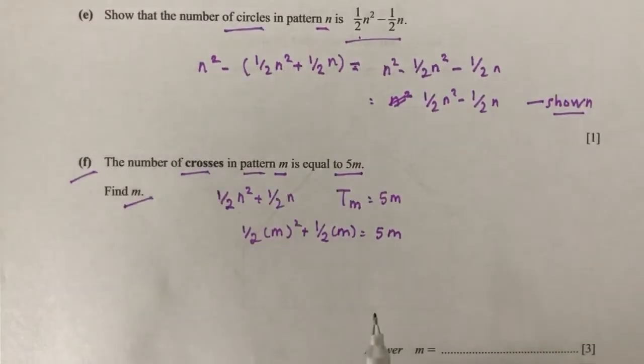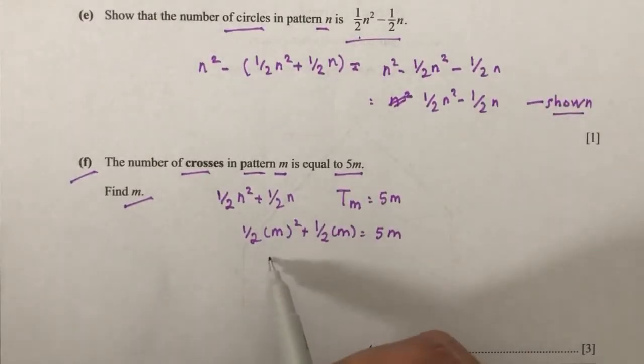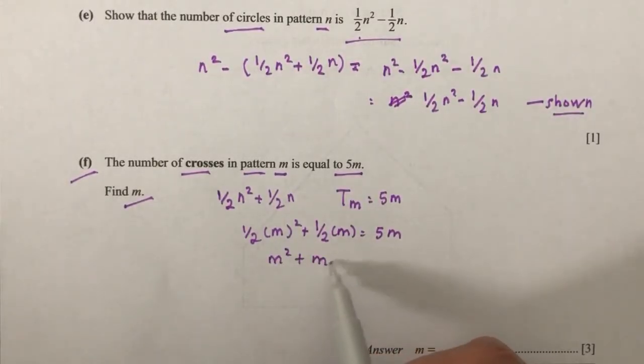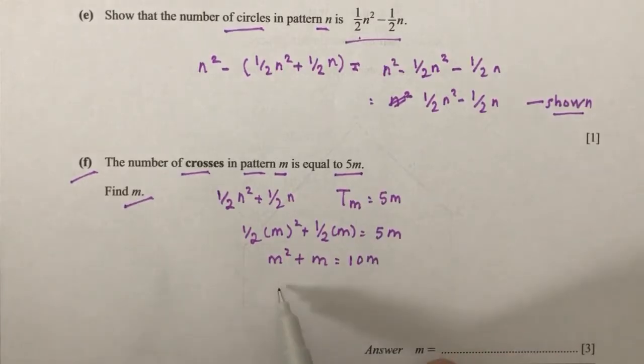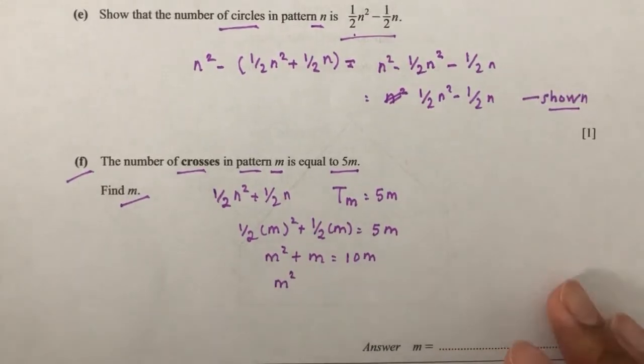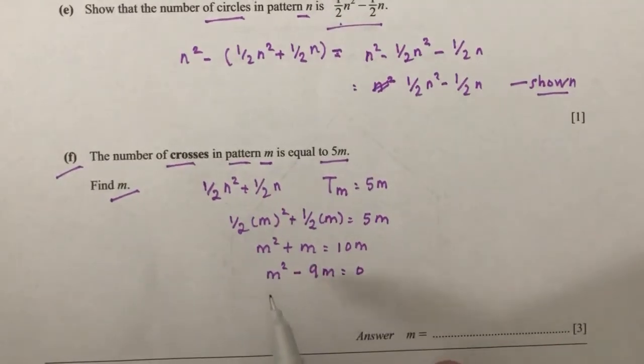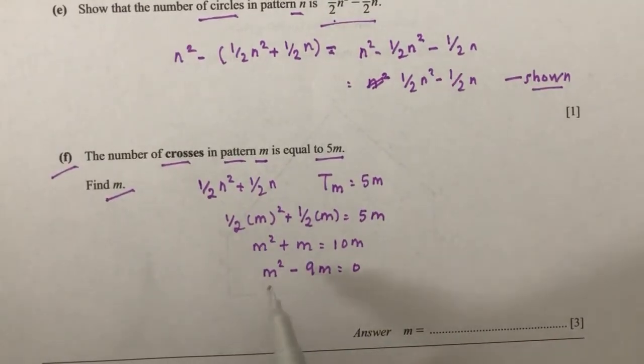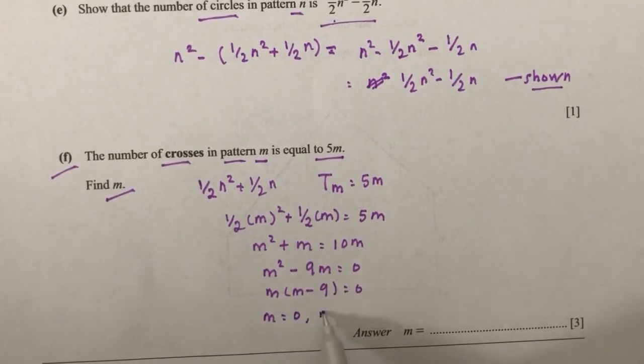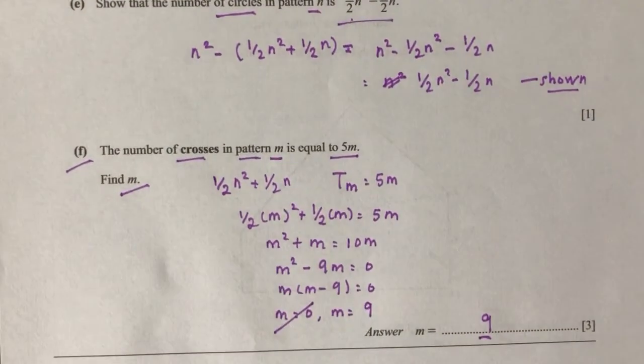Times 2 everywhere, we will have m squared plus m equal to 10m. M squared minus 9m equal to 0. So factorize. M times m minus 9 becomes 0. So m can be 0 or m can be 9. So we cannot take 0, we can take m equals 9. This is your value for m. And that is question number 7.